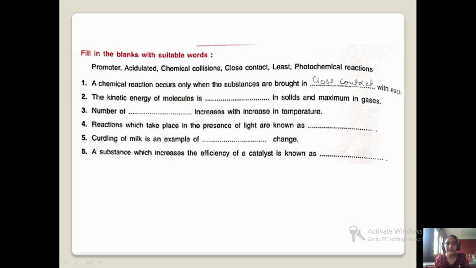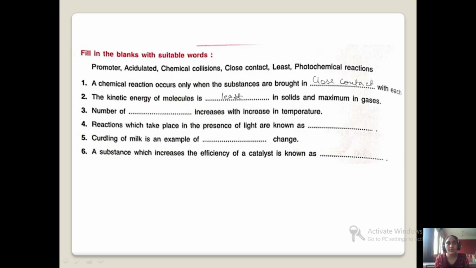The second one is, the kinetic energy of the molecules is dash in solids and maximum in gases. Kinetic energy means movement. In the solid state, particles are fixed in their position, they are not free to move, so movement will be minimum. So the kinetic energy of the particles in the solid state will be minimum. So here kinetic energy will be least in solids.